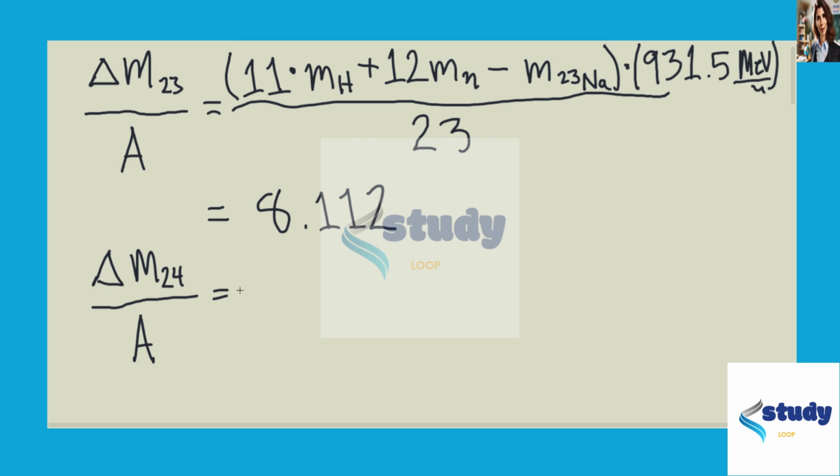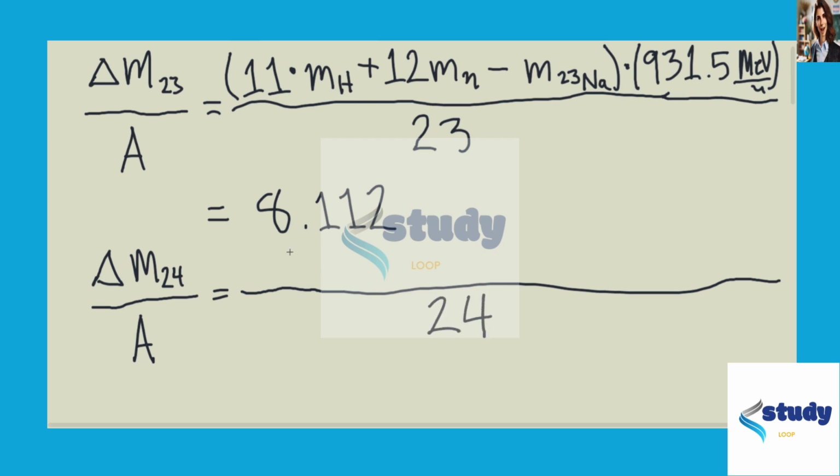We do the same procedure now for the sodium-24 isotope. Draw ourselves a nice big division line. 24 nucleons in a sodium-24 isotope. We can put that at the bottom real quick. Same number of protons in this compound, so we have 11 masses of hydrogen atoms. But this time there are 13 neutrons.